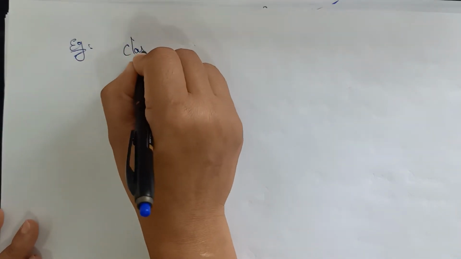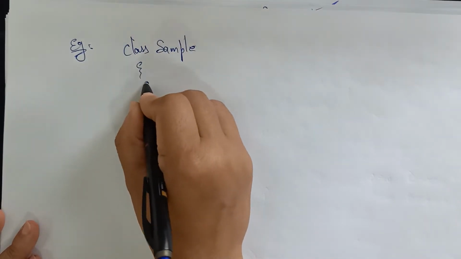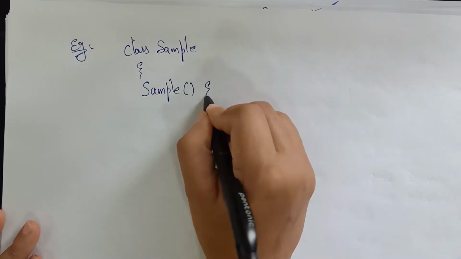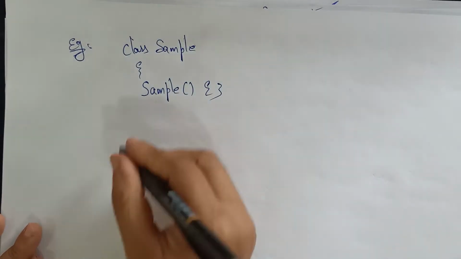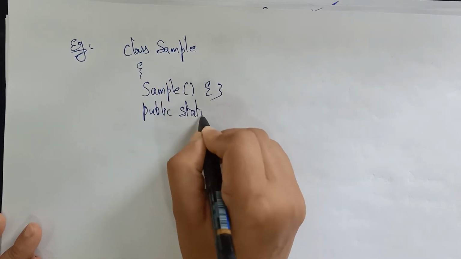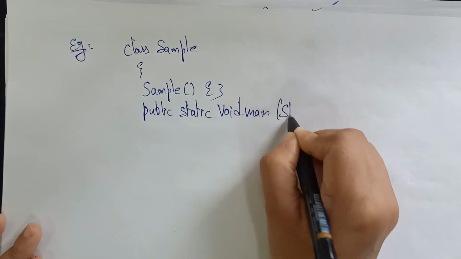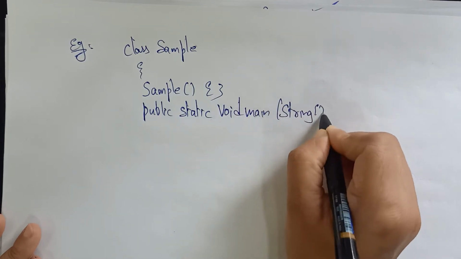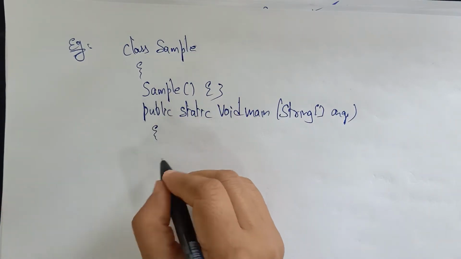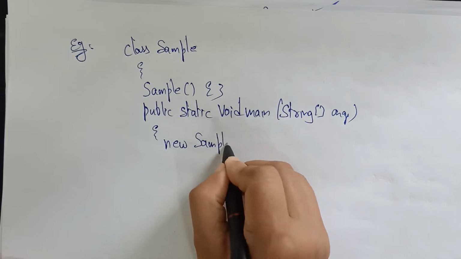So let's take the class Sample. Here I am taking class Sample and I am calling the default constructor Sample. Okay, so I just call the default constructor. Suppose a public static void main. Here I'm calling new Sample.